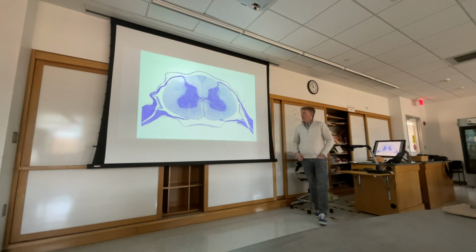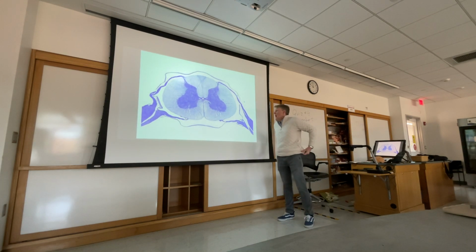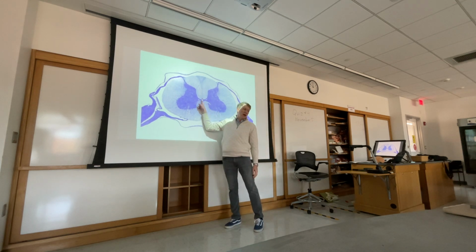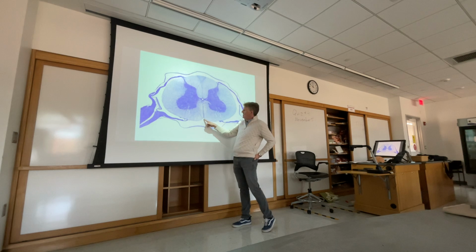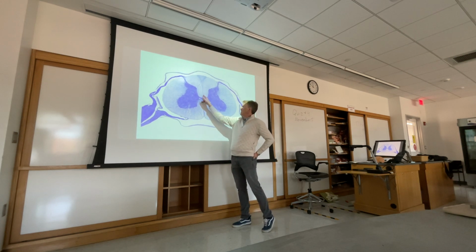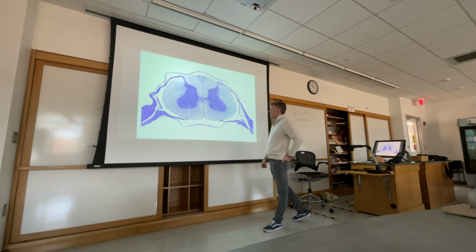Here's a really good one. Number one, it has a good central canal. So the central canal is nice and wide open. The darker line, it's a little heavier, is the anterior median fissure. The more faint line is the posterior median sulcus.